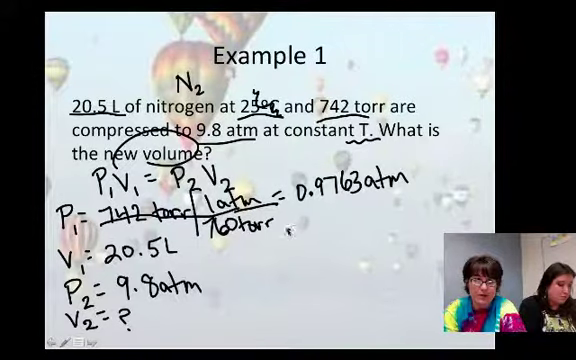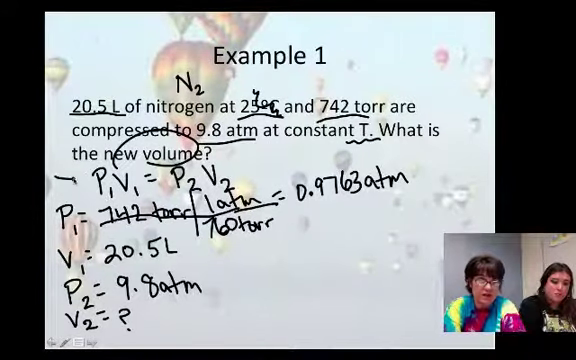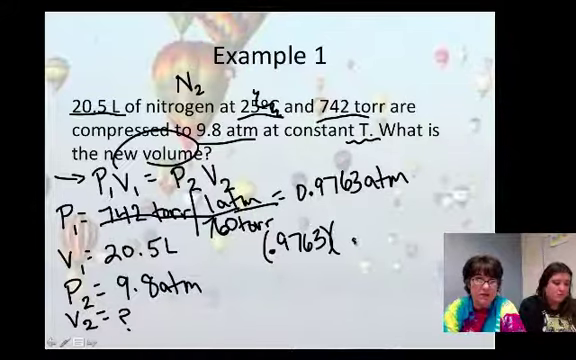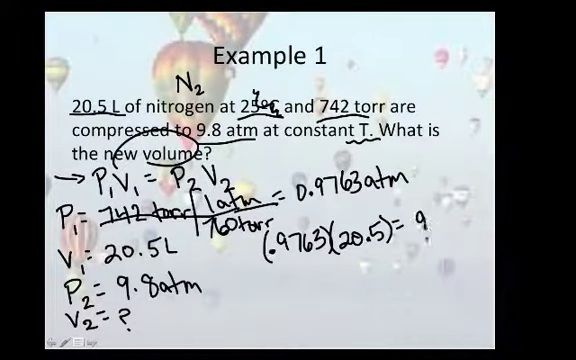So we take our numbers and put them into our formula that's given here. So P1 is 0.9763. Don't round anything yet. We'll round at the end when we're looking at our sig figs. Times V1, 20.5. And that's going to be equal to 9.8 times V2. So to solve for V2, we're going to divide both sides by 9.8.